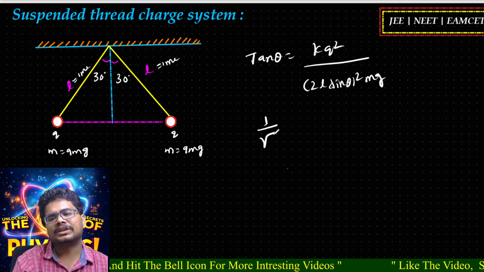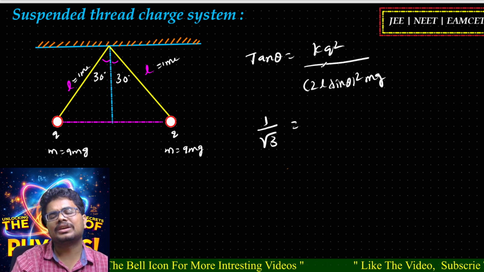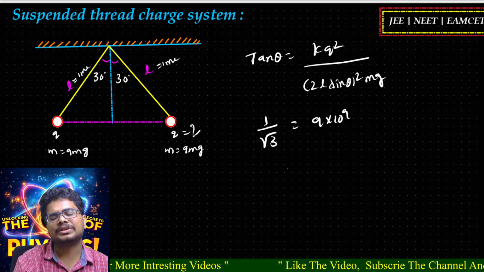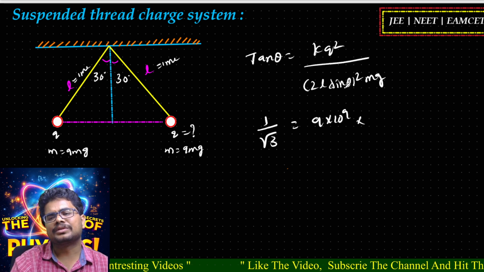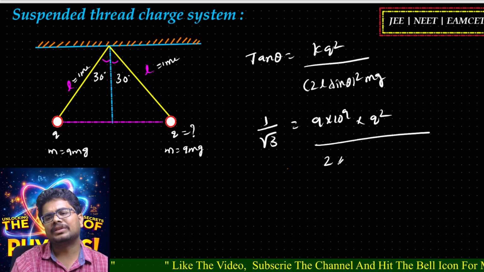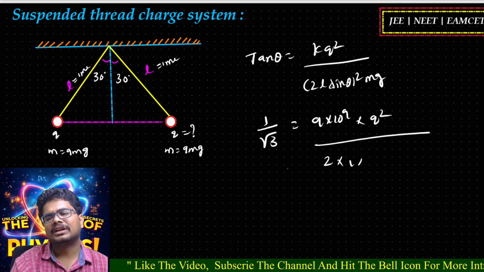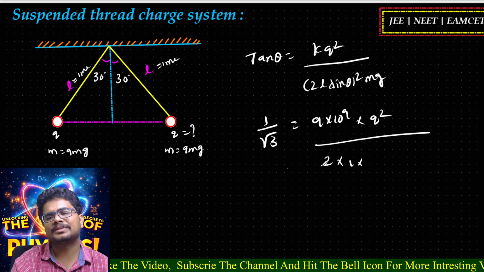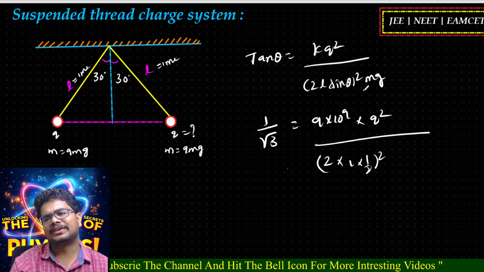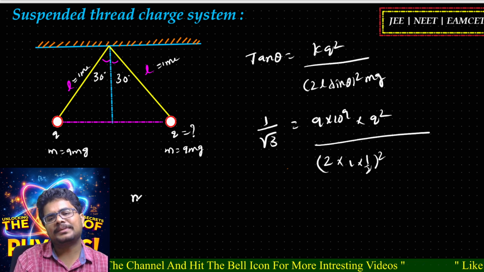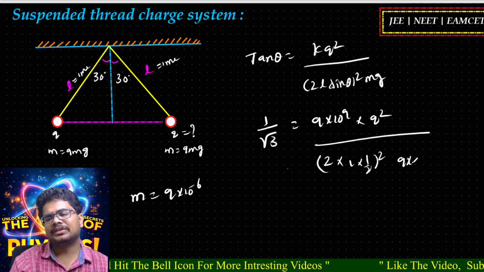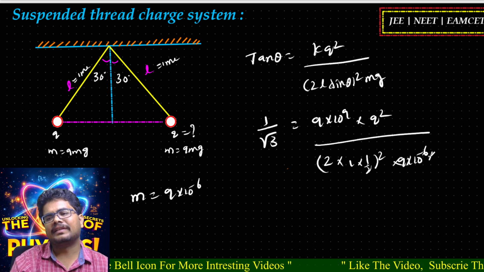So 1 by root 3 is equal to what can you write? KQ square. K value is 9 into 10 power 9. Q we are going to find in this question, so Q square, divided by 2L sin theta. L value is 1 meter, theta value is 30, and sin 30 is 1 by 2, whole square, into mg. What is the m value in this case, sir? M is 9 milligrams. How can you write 9 milligrams? 9 into 10 power minus 6 kg. Into gravity. Gravity value, take 10.